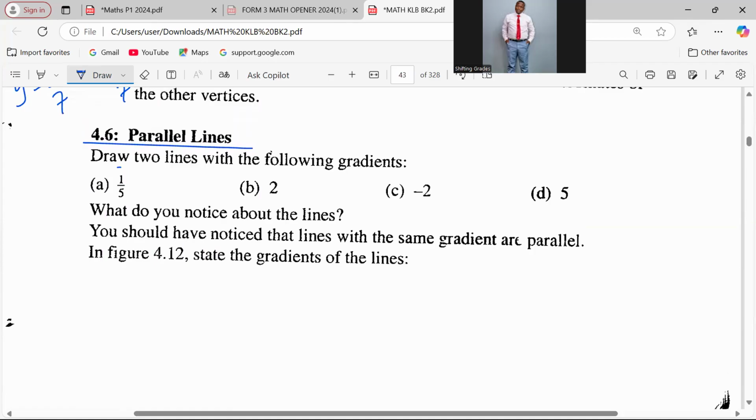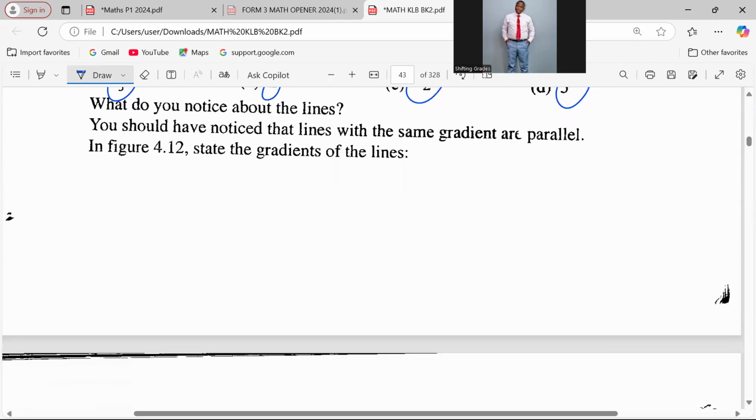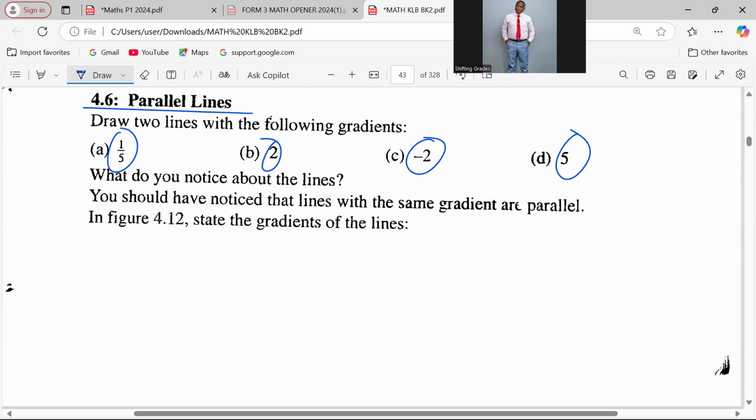If we draw two lines with a gradient of a fifth, those two lines will not meet anywhere. Two lines with a gradient of 2 will not meet anywhere. Two lines with a gradient of negative 2 will also not meet anywhere. Two lines with a gradient of 5 will also not meet anywhere. Therefore, we can draw a conclusion that if lines are parallel to one another, their gradients are the same. You should have noticed that lines with the same gradient are parallel.